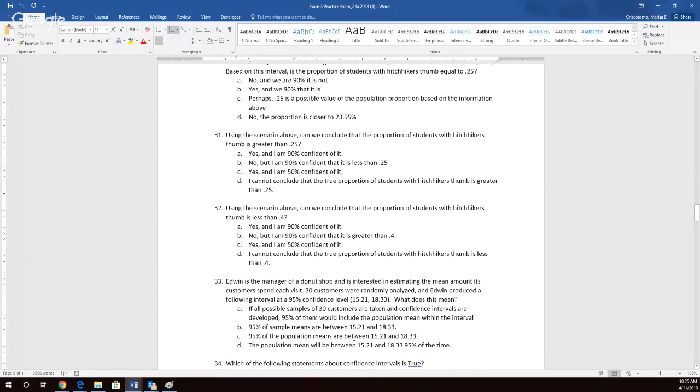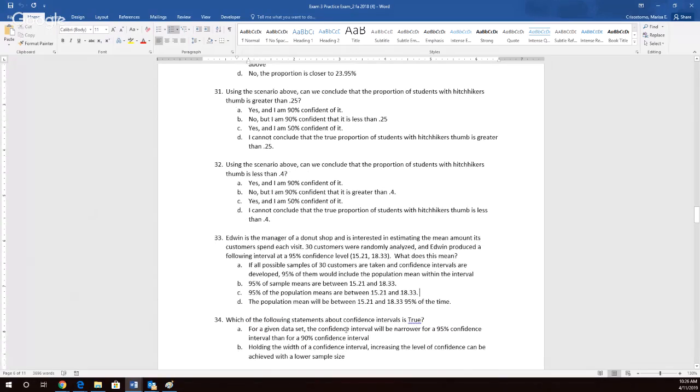95% of the population means are between 15.21 and 18.3. We only have one true population mean, so this sentence really doesn't make sense. And the population mean will be between 15.21 and 18.33, 95% of the time.